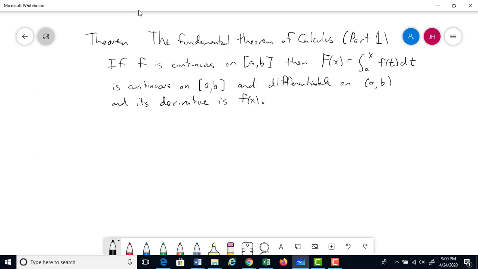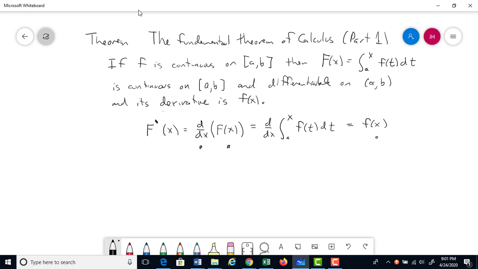So they're saying capital F prime of x, which represents the derivative with respect to x of capital F of x, is equal to the derivative with respect to x of the integral from a to x of f of t dt, which is equal to little f of x. So what they're saying is the derivative of the antiderivative is equal to the function.